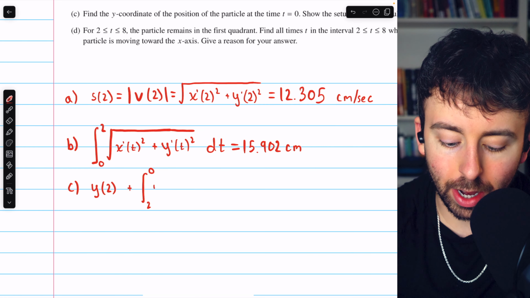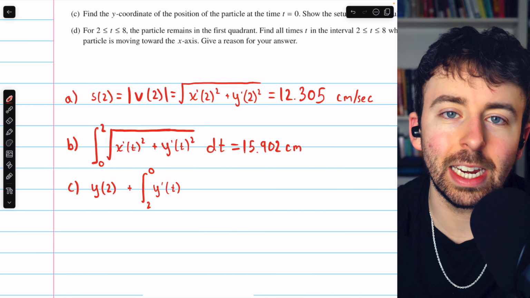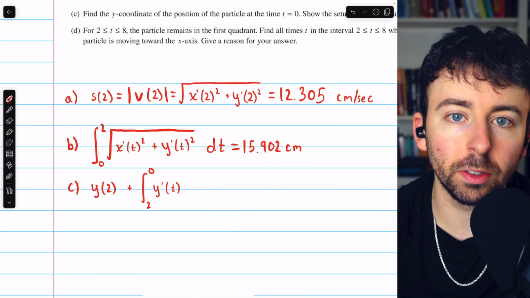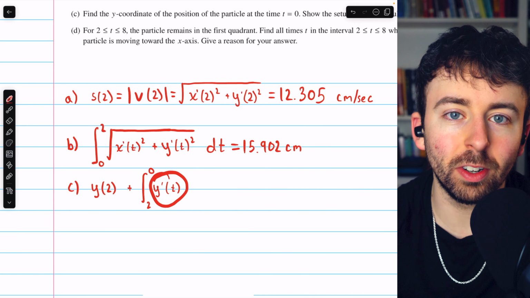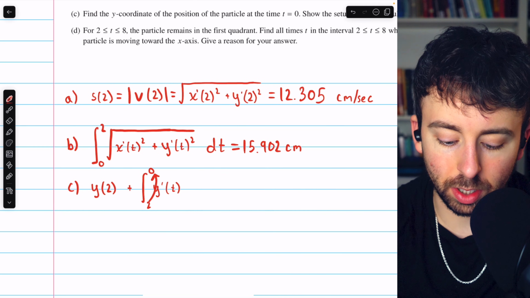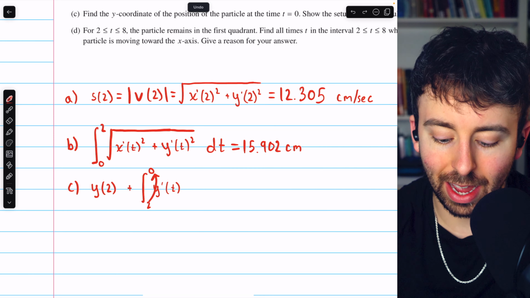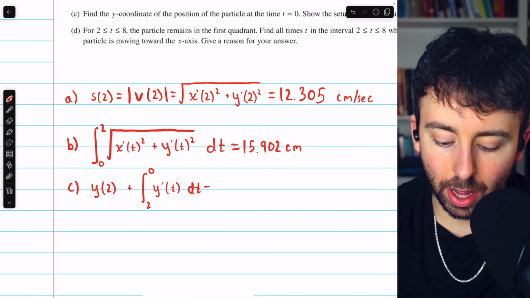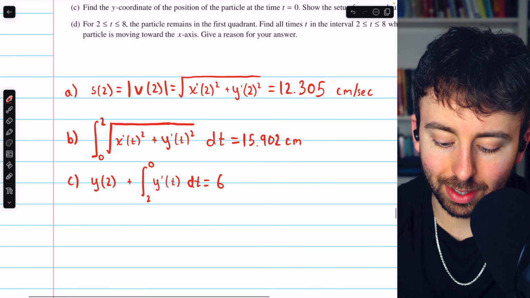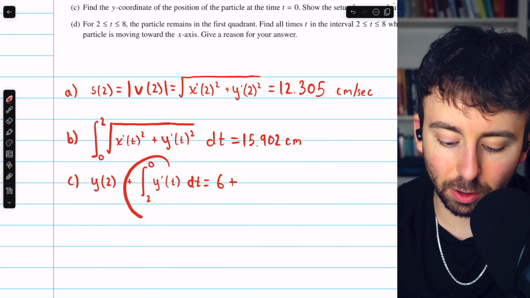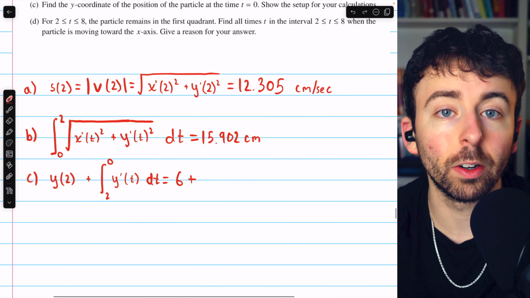And what we're integrating is y prime of t, because we're only interested in the y-coordinate of the particle's position. So adding up all the rates of change of the y position will just get us back to t equals 0 when we add that to y of 2. Y of 2, of course, we know is 6. That was given to us, so this will be 6 plus this integral, and we can consult the calculator for that.